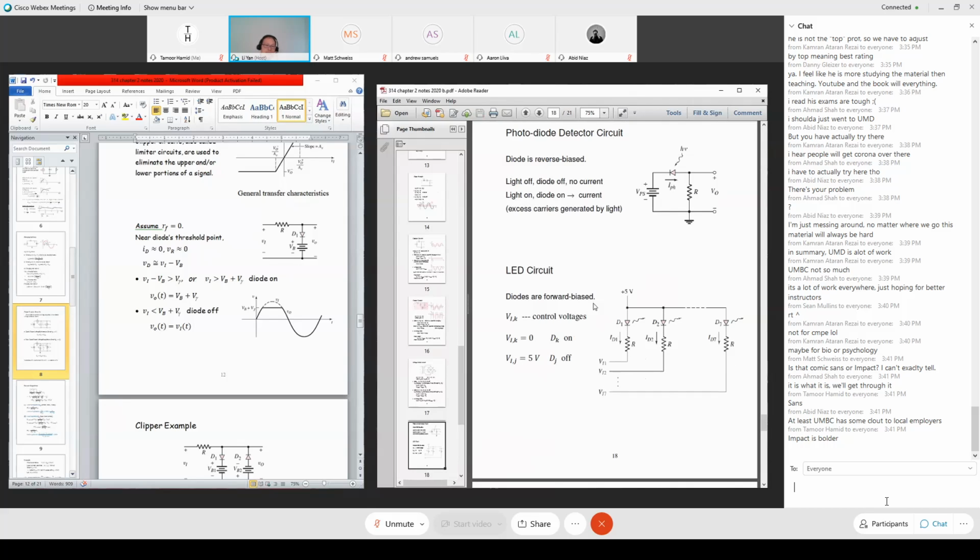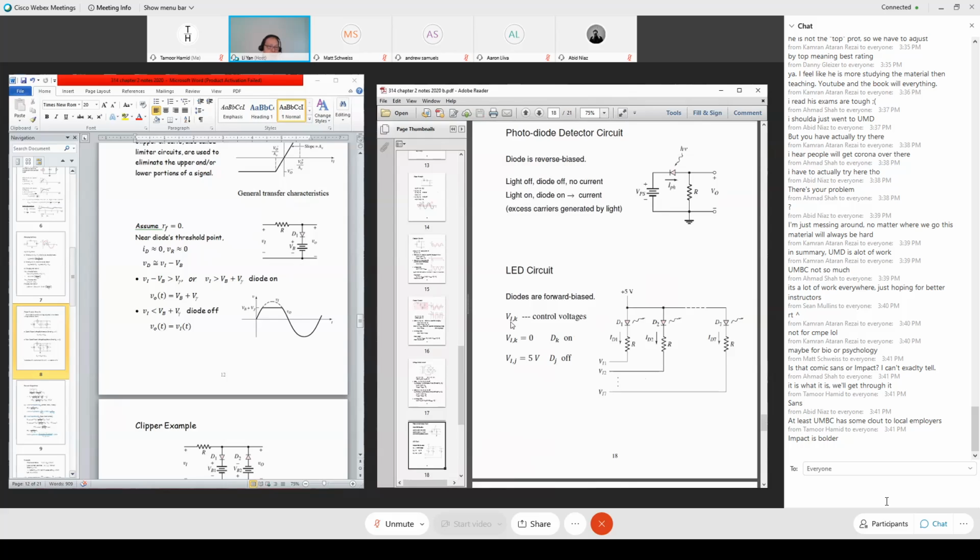An LED circuit is a connection, for example, for the 7-segment digit. You have 7 LED elements, D1 through D7. You need to bias them in a forward bias configuration. On the triangle side, all are connected to the plus 5 volts. On the other side, through a resistor, you limit the amount of current. Then you connect to the control voltages VI1, VI2, VI3, through VI7.